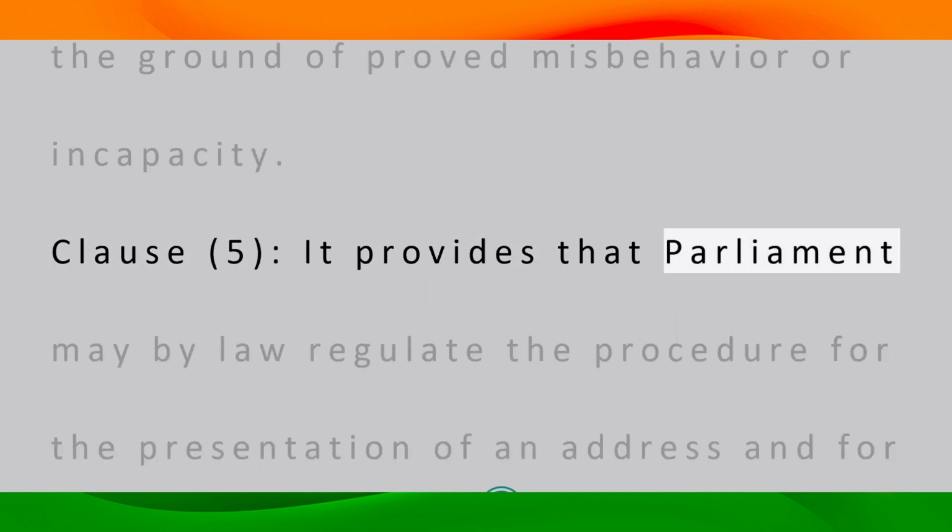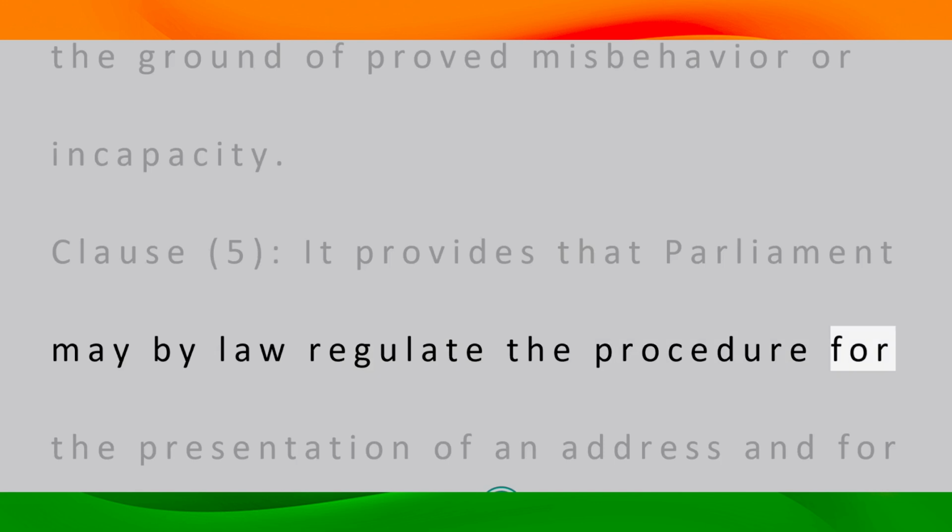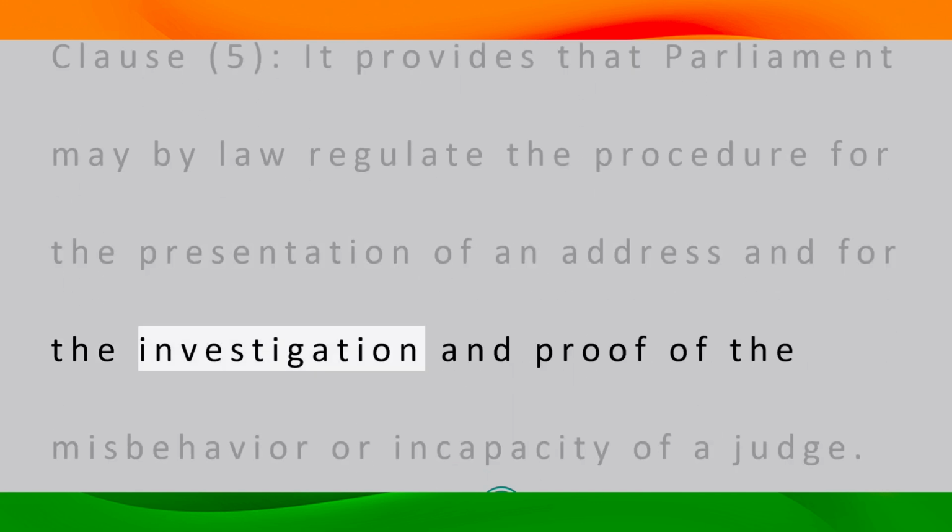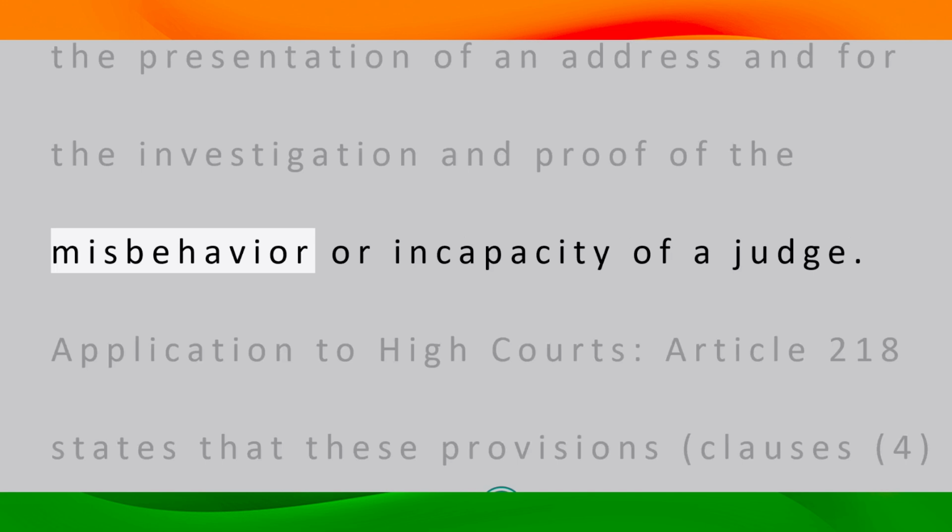Clause 5. It provides that Parliament may by law regulate the procedure for the presentation of an address and for the investigation and proof of the misbehavior or incapacity of a judge.